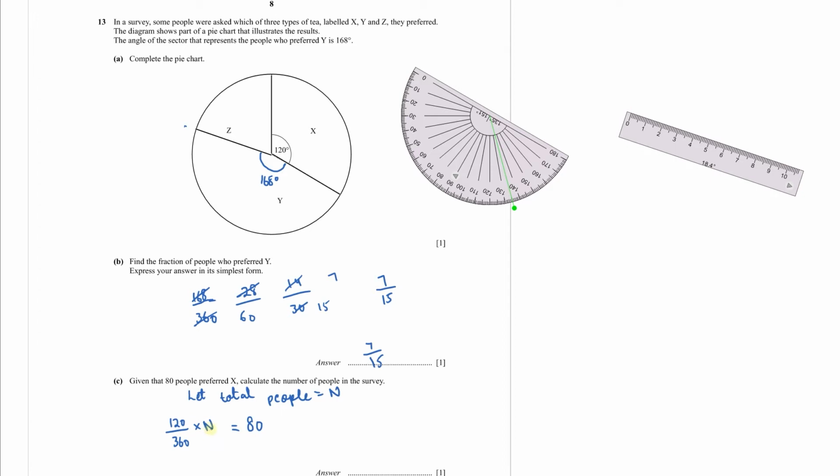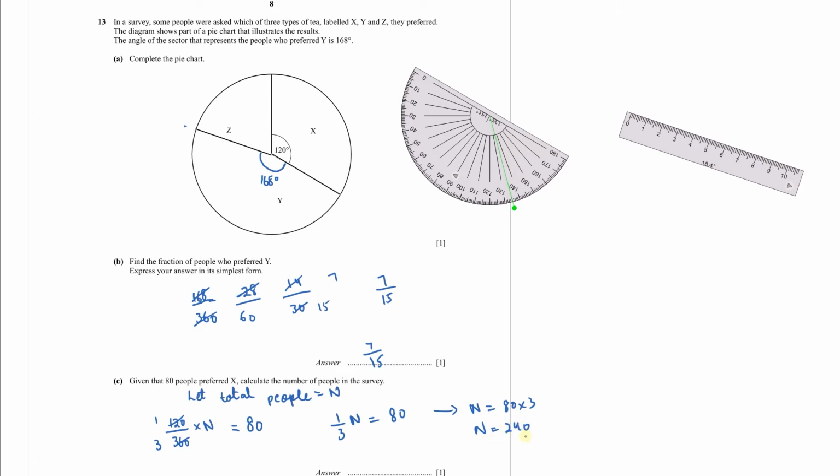So now we can use this equation to find the value of N. I can quickly simplify this. 120 times 1 and 120 times 3 is 360. So this gives me 1 by 3 N equals 80. That means 1/3 of the total people preferred X. So then to find the value of N, I simply have to take this 3 to the other side. So this gives me N equals 80 times 3, which is N equals 240.